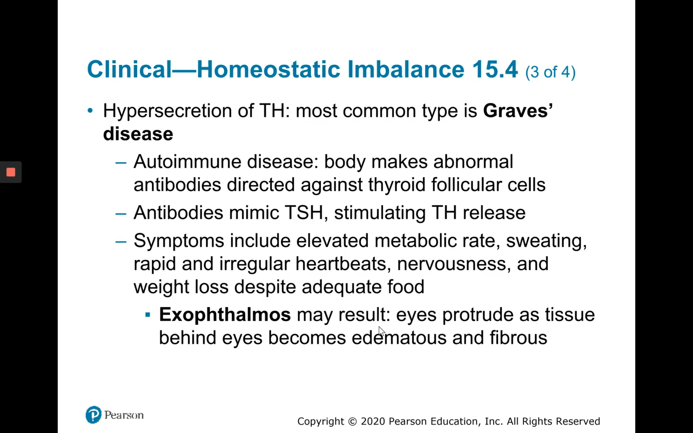Another homeostatic imbalance to acknowledge is an autoimmune disease called Graves' disease. And this is when the body makes abnormal antibodies. Antibodies don't normally cause hormone production, but in this autoimmune disease, the abnormal antibodies are directed against the thyroid follicular cells. And the antibodies actually act like thyroid stimulating hormone, so in someone who has Graves' disease, their thyroid gland is overstimulated. And so it produces a lot of thyroid hormone, and this gets dumped into the blood.